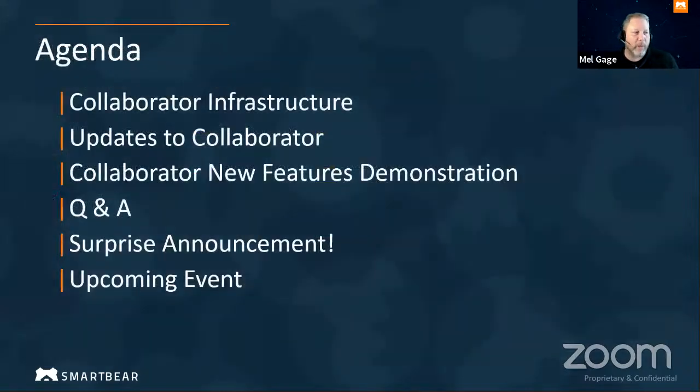So today's agenda, we're going to be looking at the Collaborator infrastructure and see how Collaborator fits into your process strings. We're going to talk about the updates to Collaborator, specifically with 13.4 and 13.5, and we've had so many updates recently, I may be actually adding in additional information beyond those two, but those will be the main focus for today. We're going to look at a new features demonstration, going through a basic workflow with Q&A at the end of the demonstration. And then we're going to have a surprise announcement from Andrew, as well as an upcoming event.